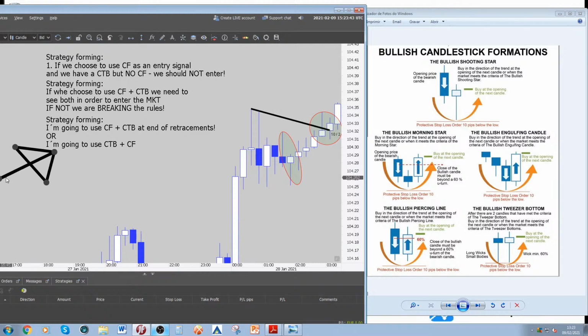I would be breaking my rules. But on the other side, if my entry strategy is saying I'm going to use counter trendline break plus candlestick formations with no other rules, then I can enter. Oh, what is best? There is no right or wrong, it's up to you. It's up to you how you are going to define your strategy, everybody. Make sense? So, can we enter in the next? If your rules are without the end of retracement, then the answer is yes. If you say I'm going to enter only at the end of retracement, then the answer would be no. Make sense, everybody?